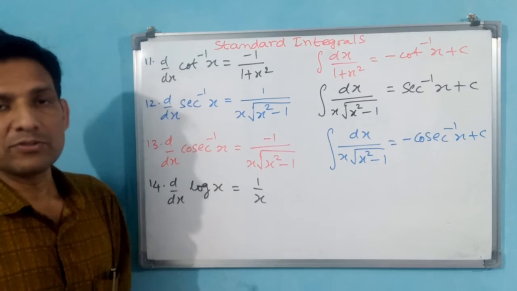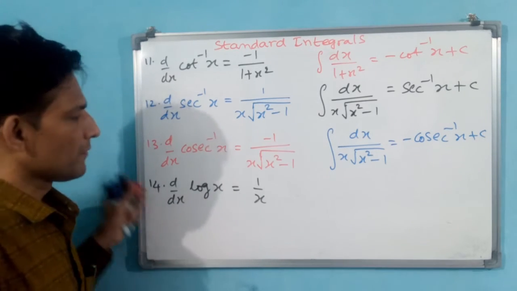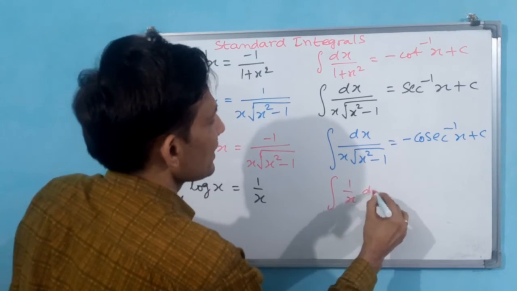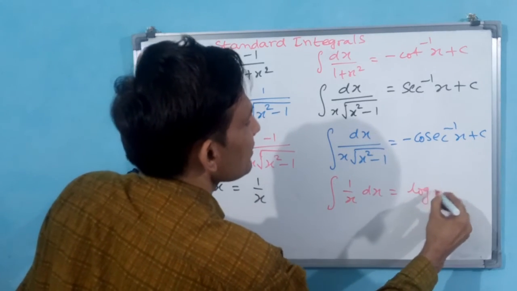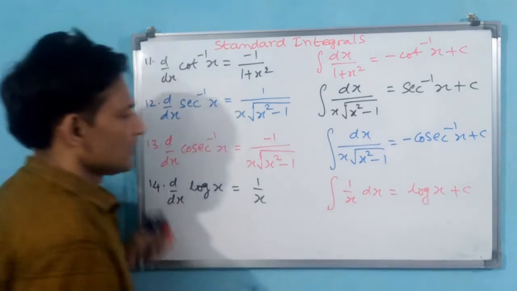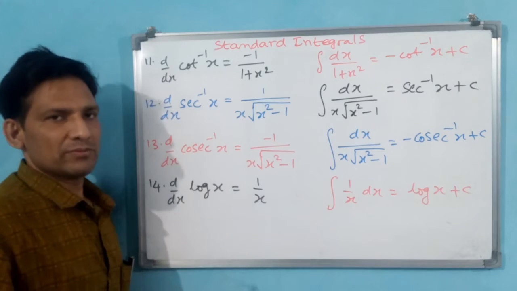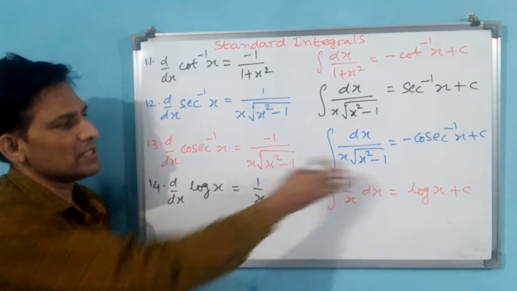d by dx log x is equal to 1 by x. Integral 1 by x dx is equal to log x plus c. Why? Because here log x plus c also will give only 1 by x. That c is going to give 0. That is why c we have to write.